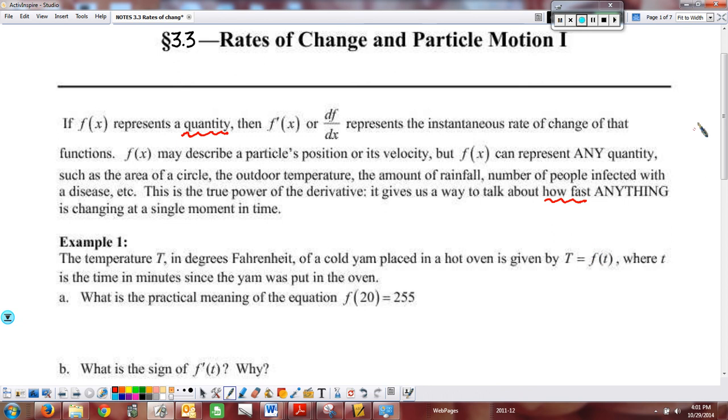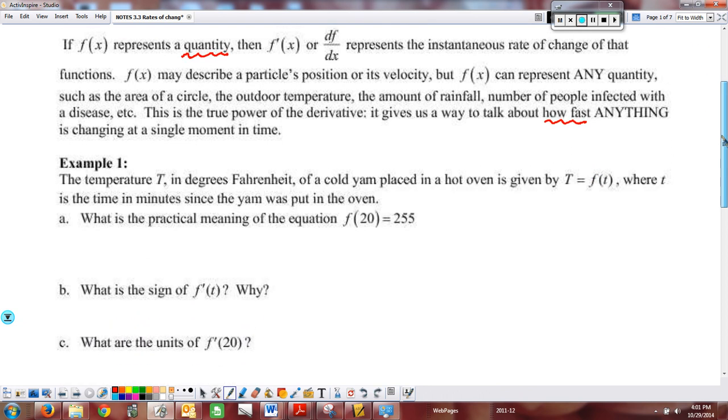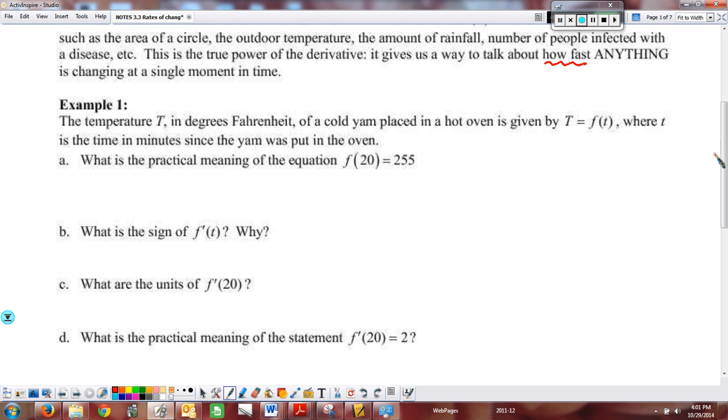All right, so we're going to go through this first little section of notes and really talk about the interpretations, what each thing means and what it is used for, to get it cemented in your mind. All right, now, the first thing is probably something you saw in pre-calculus. We have the temperature in degrees Fahrenheit of a cold yam. We're going to put it in a hot oven, and we have this function that describes the temperature at a given time. Time is going to be in minutes since the yam was put into the oven.